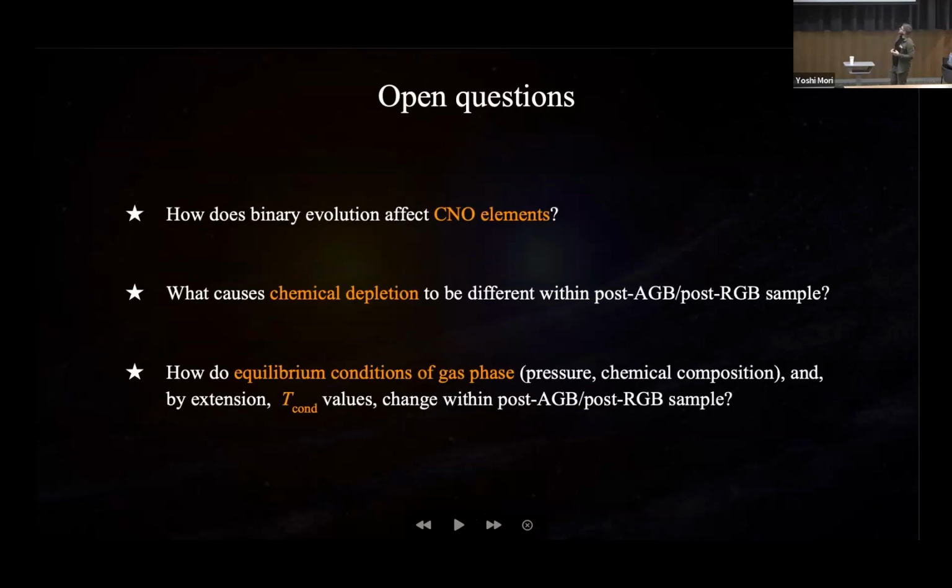And the open questions which our research group is working on right now are how the binary evolution affects the CNO elements, what causes the chemical depletion to be different within the post-AGB and post-RGB samples, and how the equilibrium conditions of the gas phase change within our sample.